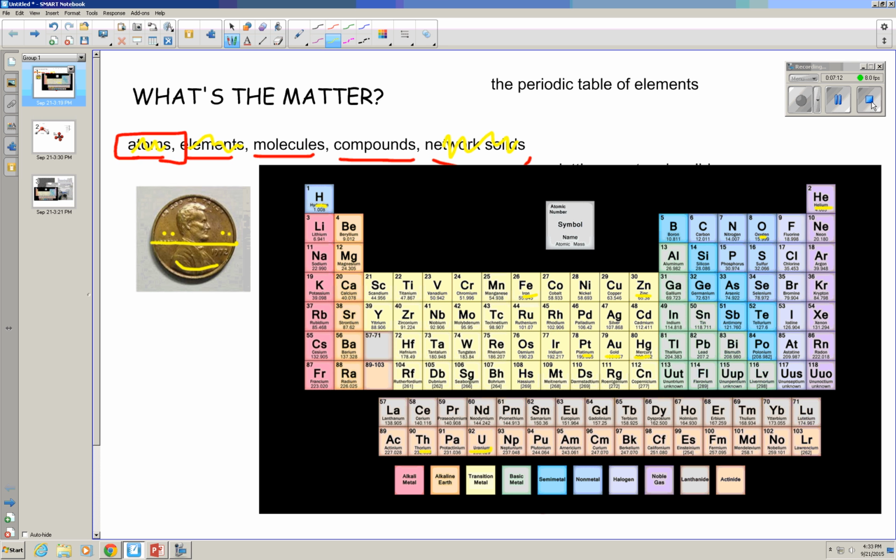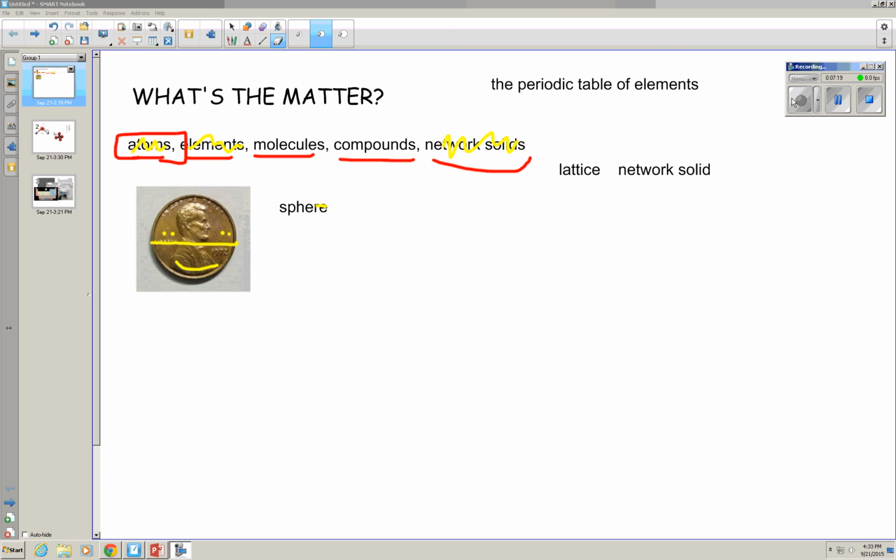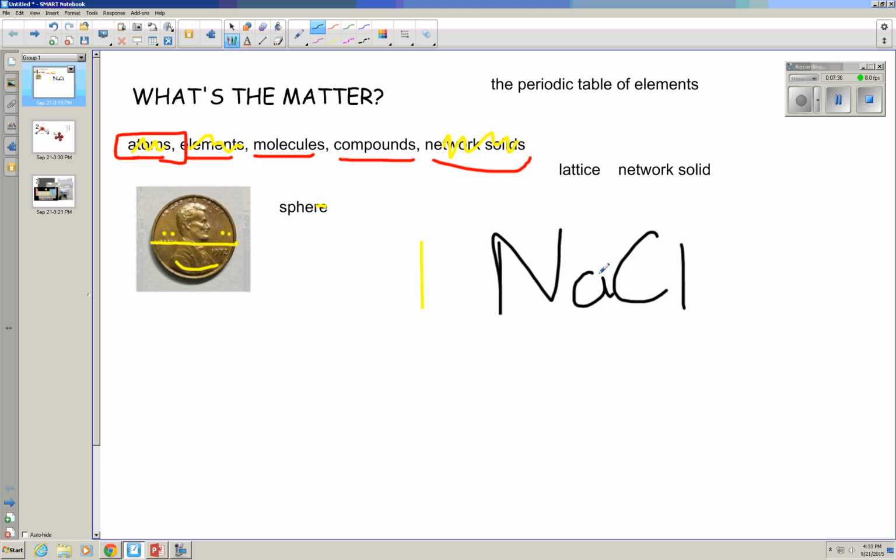Well, can atoms combine together? What do you think the answer to that question is? Absolutely. In order to form a compound, I just simply need two or more atoms stuck together. And I can make a compound like everyone's favorite thing to put on a French fry, NaCl. This is a compound of two different types of atoms, sodium and chlorine. Apart, they're evil. Together, they're delicious.